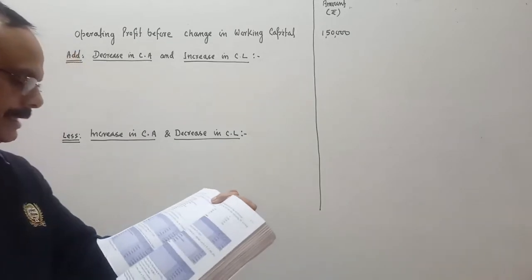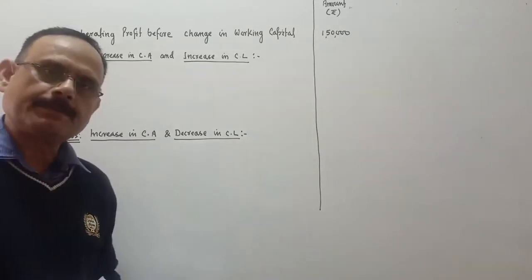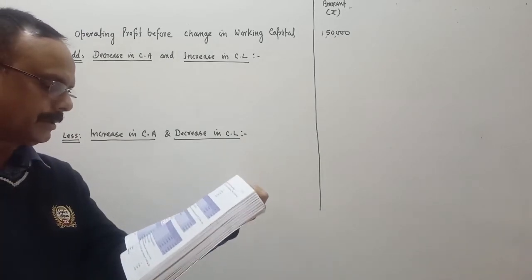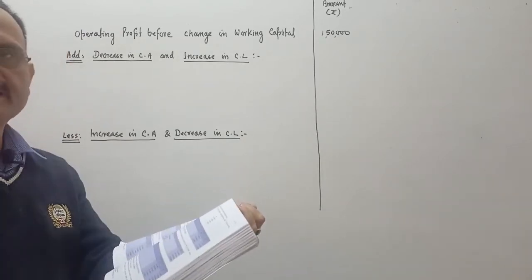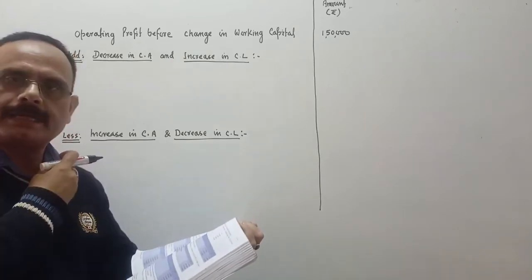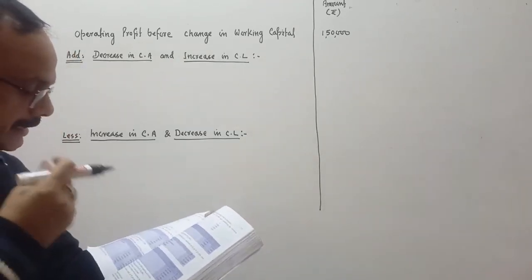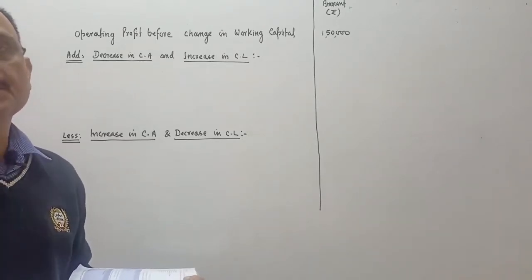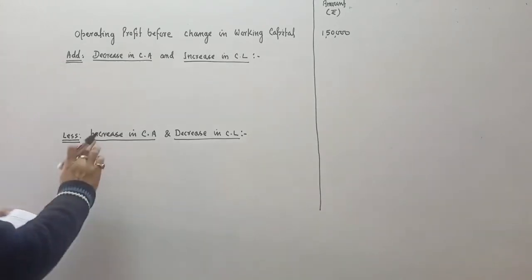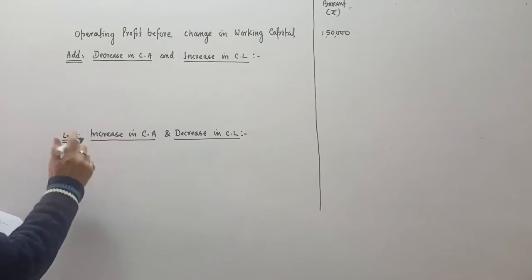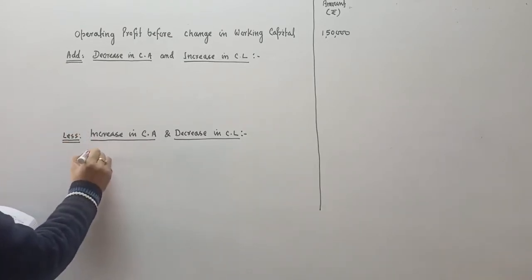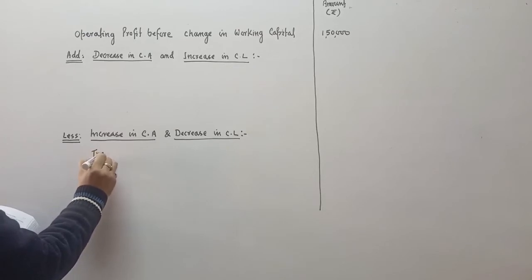Now see, trade receivable is current assets. So last year trade receivable was 3 lakhs, and this year the trade receivable is 3,36,000. It means it is increased by 36,000. So increase in current assets, we will deduct it. So we'll write it over here, trade receivable.